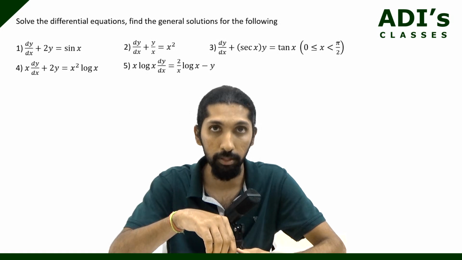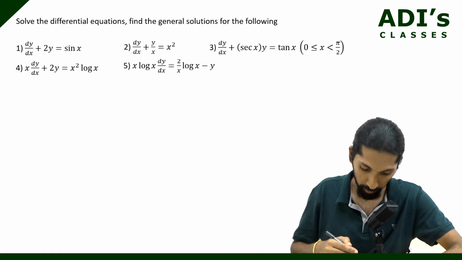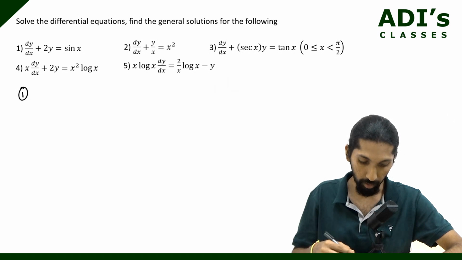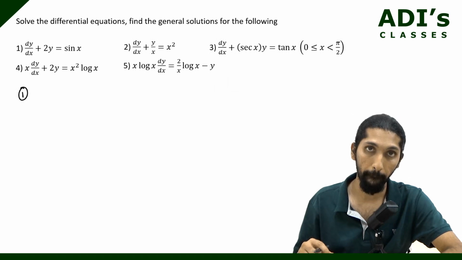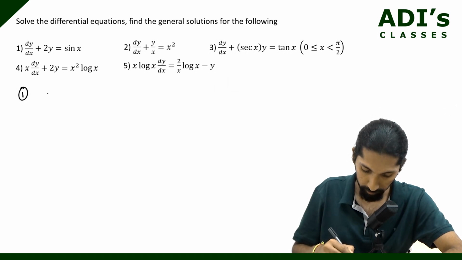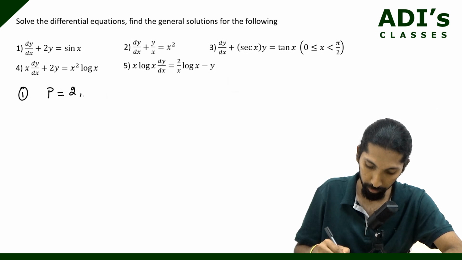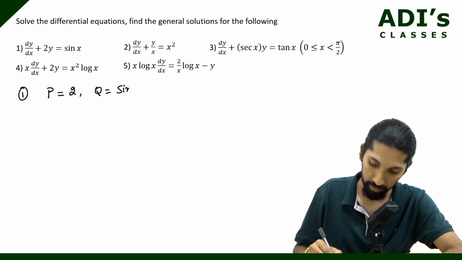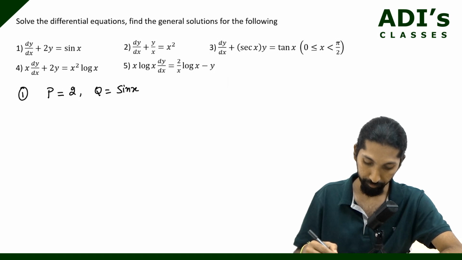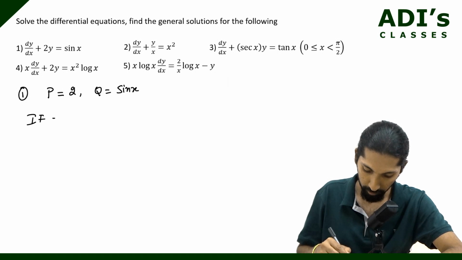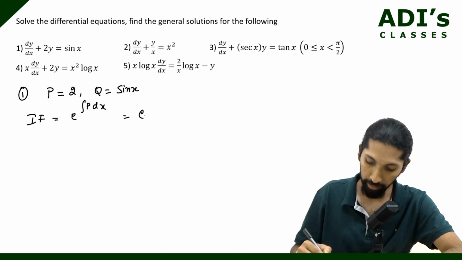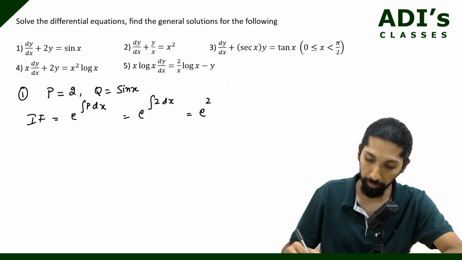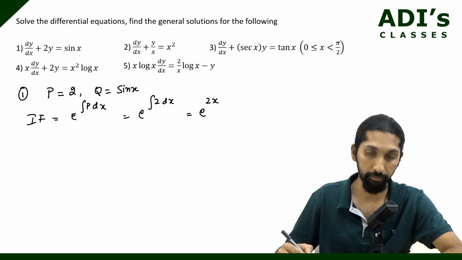So let's start with the first one now. See here, the first question: dy by dx plus 2y is equal to sin x. This is already in the standard form, correct? That means here the p value is 2, the q value is nothing but sin x, right? Now the integrating factor, e to the power of integral of p dx, which is e to the power of integral of 2 dx, which is nothing but e to the power of 2x, correct?